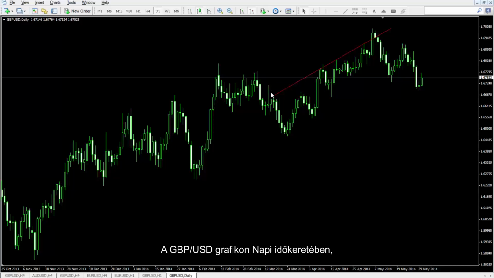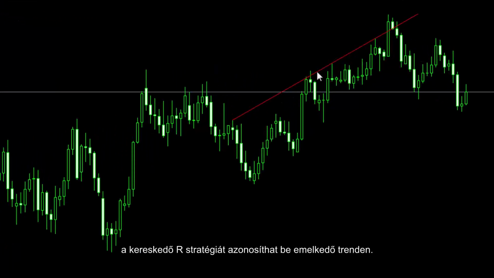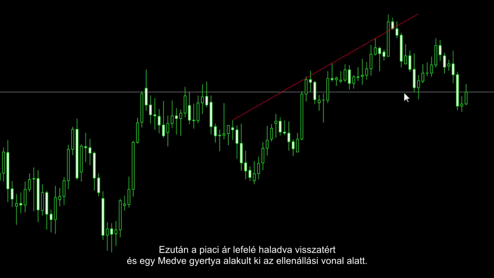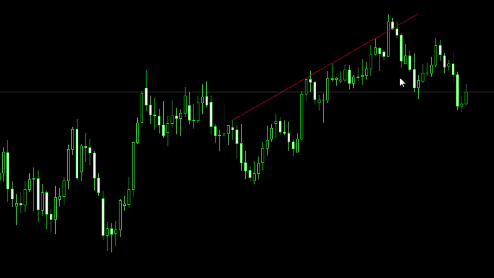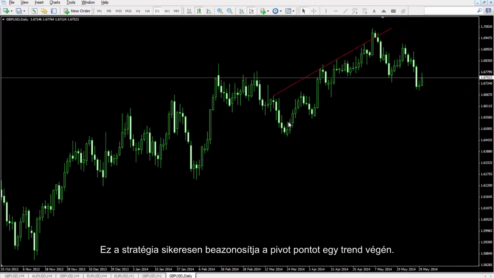British pounds against US dollar chart on a daily time frame. A trader can detect the R strategy on an uptrend. After the market price had hit the resistance line 3 times, finally it has crossed it towards the top. Then the market price returned towards the bottom, and a bearish candle formed below the resistance line. A trader could place a sell order below this candle. This strategy successfully identifies the pivot point at the end of a trend.